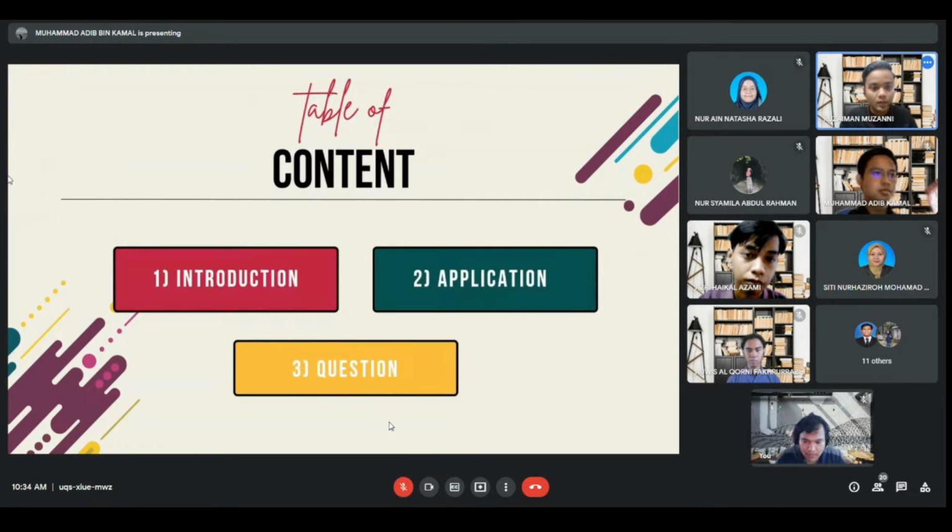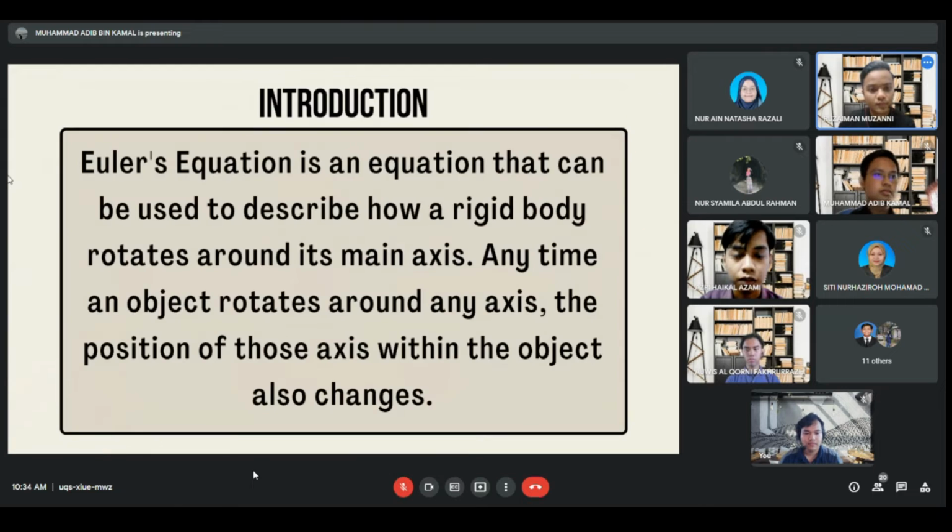Okay, this is the table of contents for our topic. The first one is introduction. The second one is application. And the last one, we will conduct a Q&A session. Okay, next. For the introduction, I will pass this session to our team member, Azri Haikal.